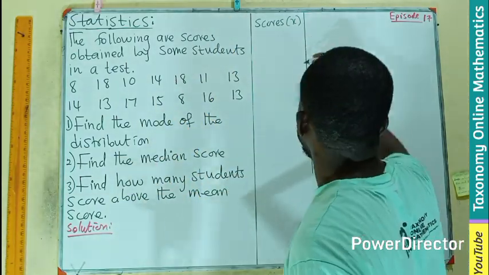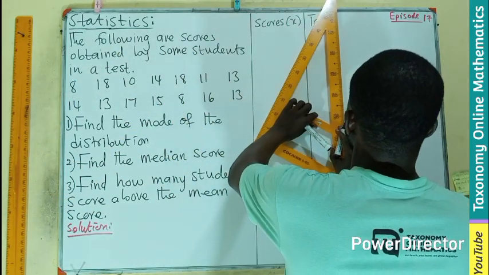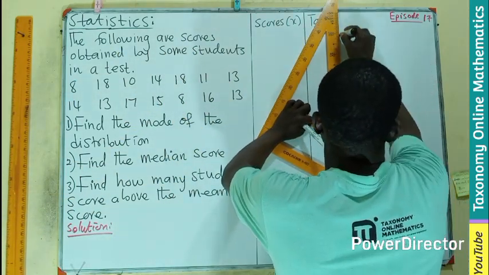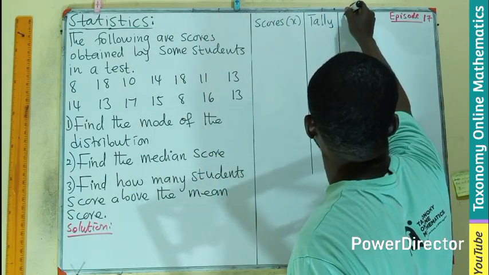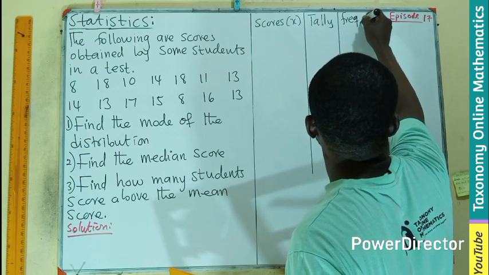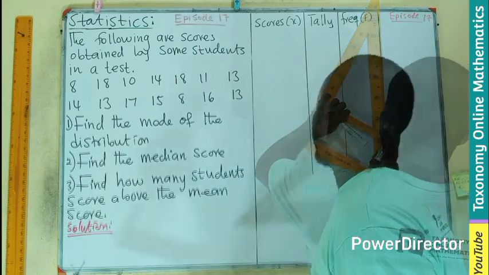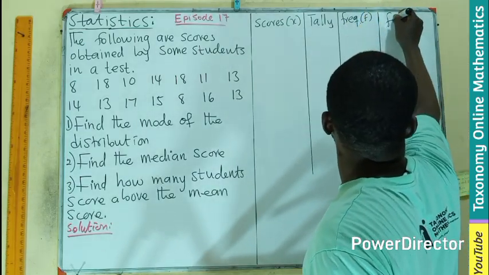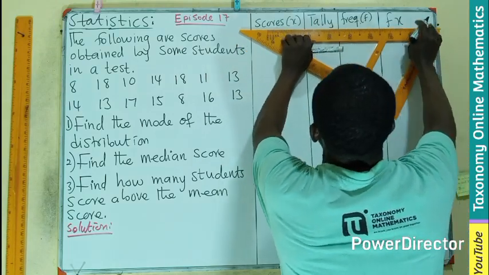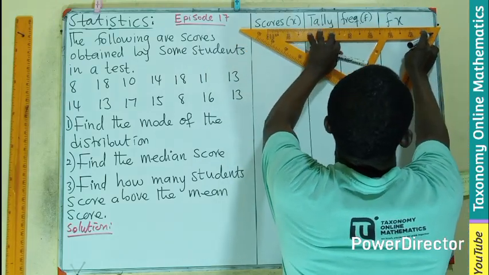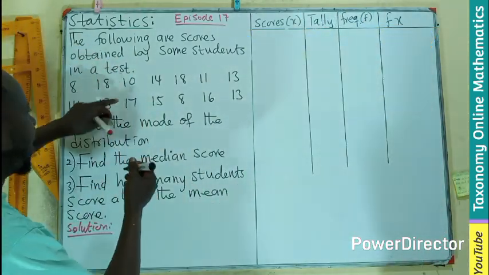I will also be dealing with tally. Then I will deal with frequency, which will be our f. Then the final one will be fx, which is the multiplication of the score and the frequency, showing the total appearance. So now let's see the data in ascending order.